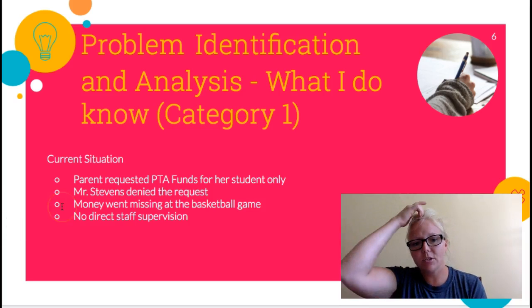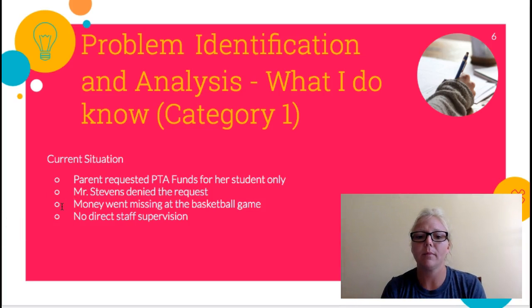What we know about the current situation is that the parent, Mrs. Bowman, requested PTA funds for her student only. Mr. Stevens has denied that request, sharing with her that PTA money is for all students or the majority of students. And we know that money went missing at the basketball game. We know that there wasn't any direct staff supervision. It was all parent volunteers.